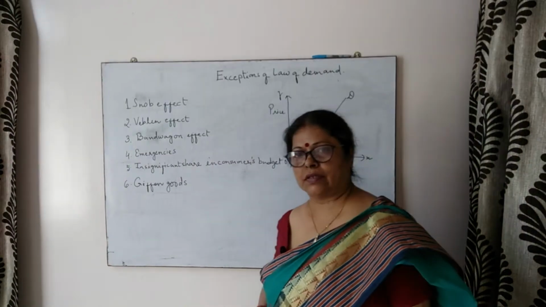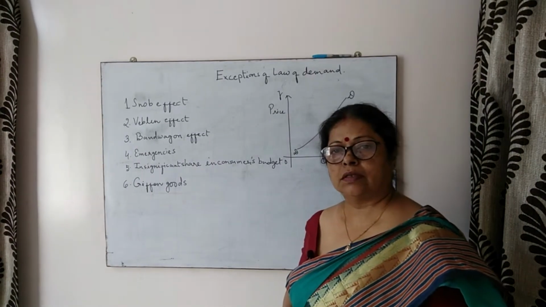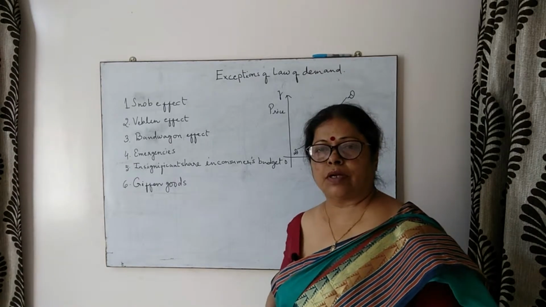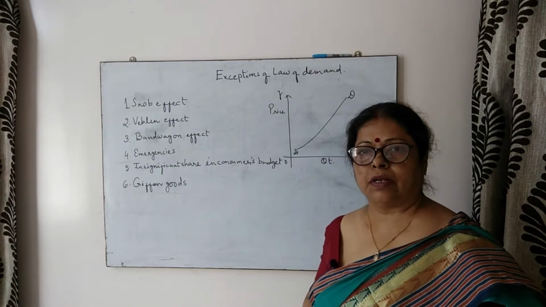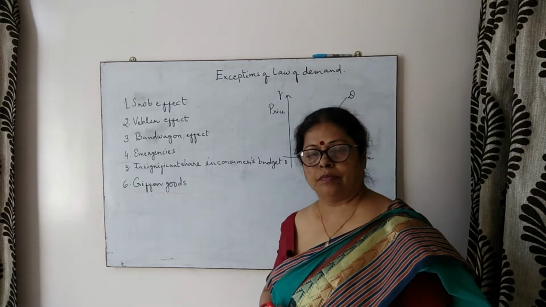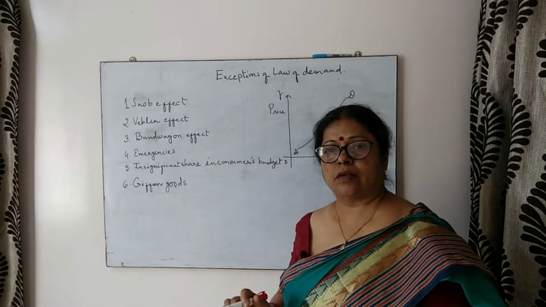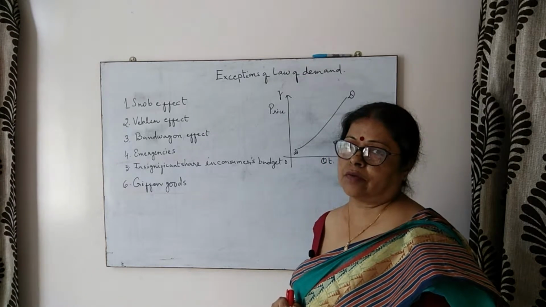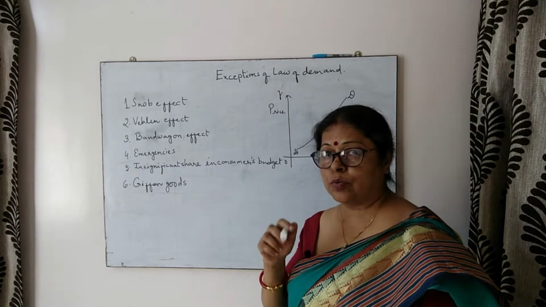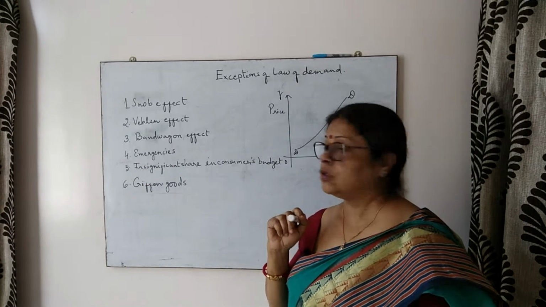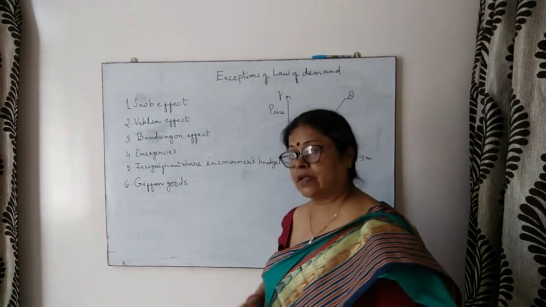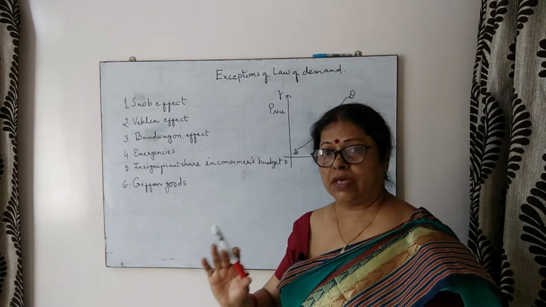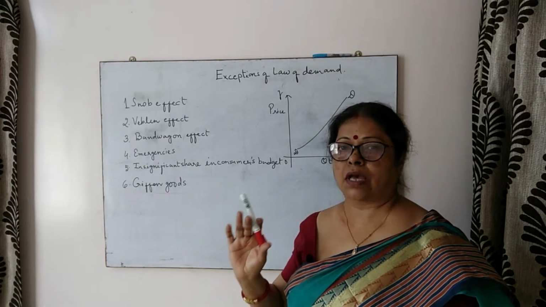Third is bandwagon effect. Bandwagon effect means a particular type of group behavior. For example, if successful business people are the members of golf club, then the businessman who is not so successful, he also takes the membership of that club because he wants to be in that group. So bandwagon effect is reflecting a kind of group behavior. You buy those things to be in that group. Maybe it is highly priced.